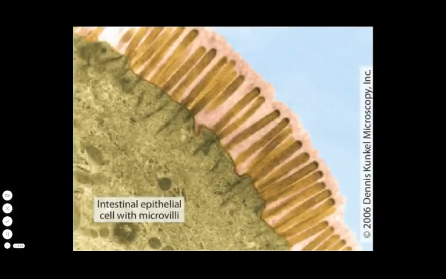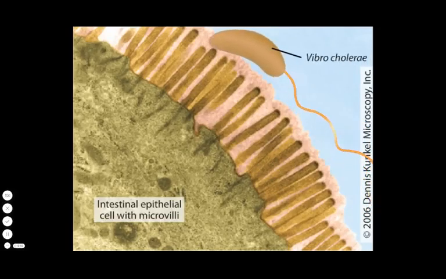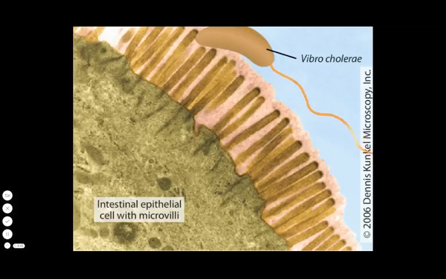Cholera, a life-threatening disease marked by severe diarrhea, is caused by the bacterium Vibrio cholerae. The disease is typically transmitted by the ingestion of food or water contaminated with human feces. In the intestinal tract, cholera vibrios adhere to the surface of cells.